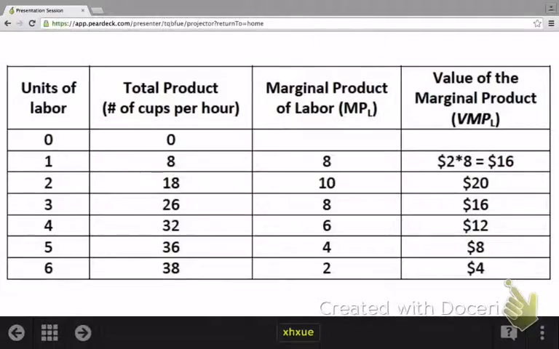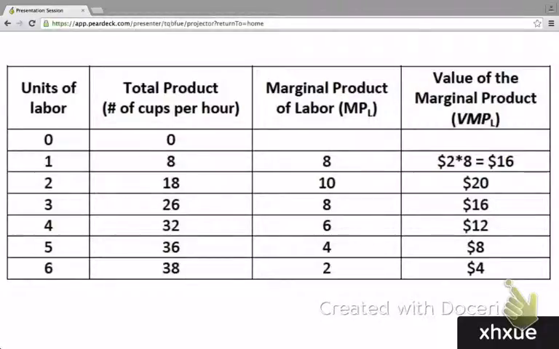Well, now we add this additional column on the end called the value of the marginal product of labor. And that is determined by taking the marginal product of labor in the third column and multiplying it by the price of a glass of lemonade, which is $2. So if we hire the first worker and they produce 8 glasses of lemonade that we sell for $2, that worker contributes $16 worth of value by what they produce.